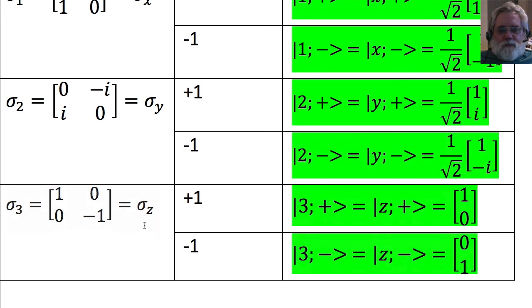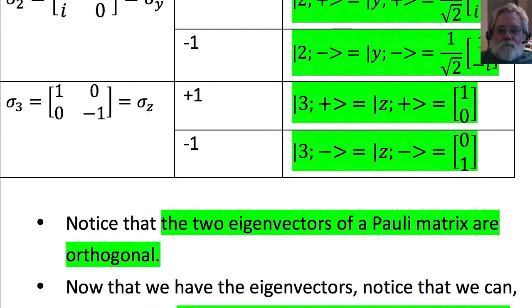Sigma 3, sigma z, eigenvalues 1 and minus 1. Eigenvectors 1, 0 and 0, 1, which we call z plus and z minus. This pair of eigenvectors, they are normalized and they are orthogonal to one another. Not to x or y, but to one another. Notice that the two eigenvectors of a Pauli matrix are orthogonal.